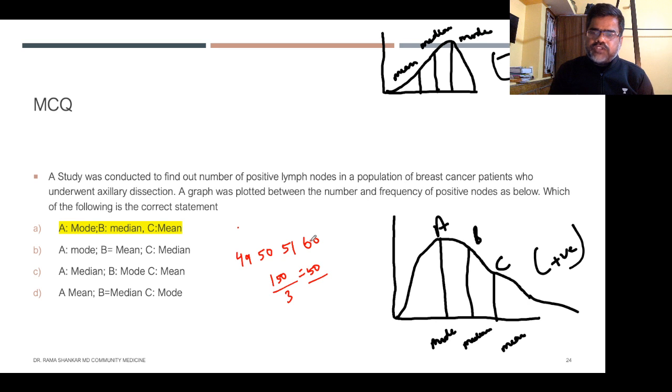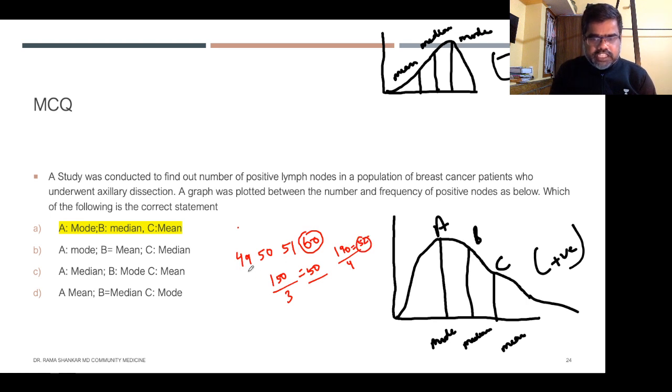A positive extreme number on the higher end side. Now if you add this, it becomes 190, and you divide by 4, it will definitely be more than 50. It will be around 52, 53, whatever. So just because a number has been added on the higher end side, what has happened? Your mean has increased.